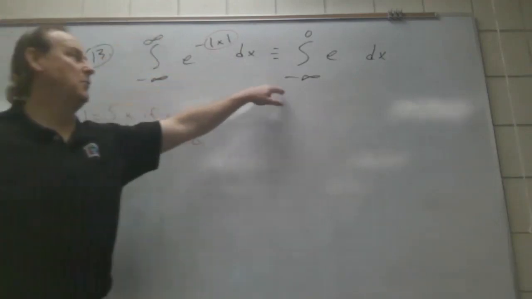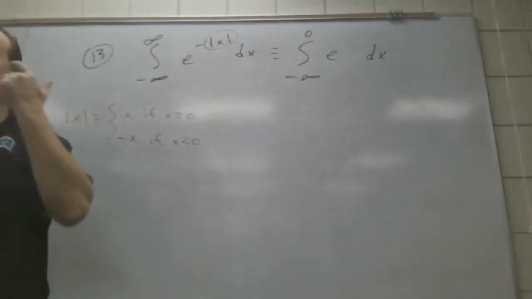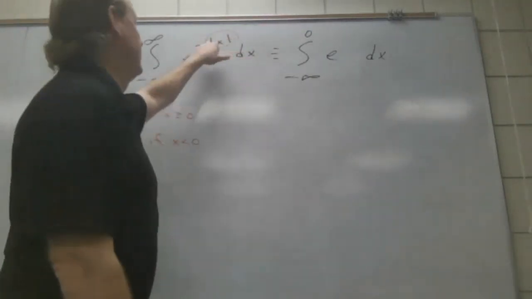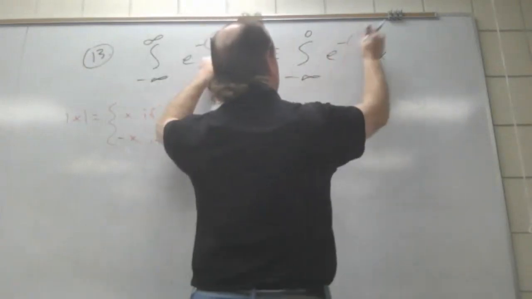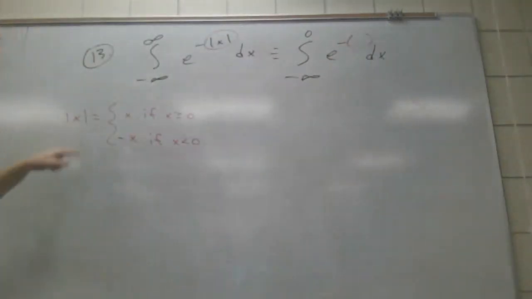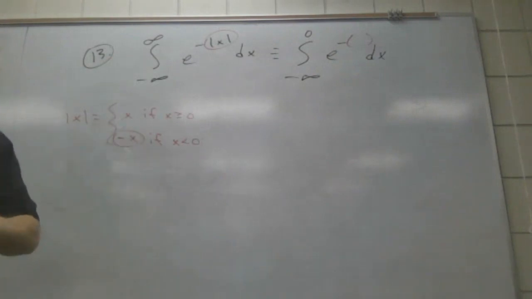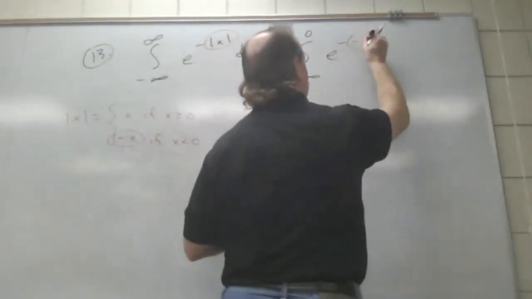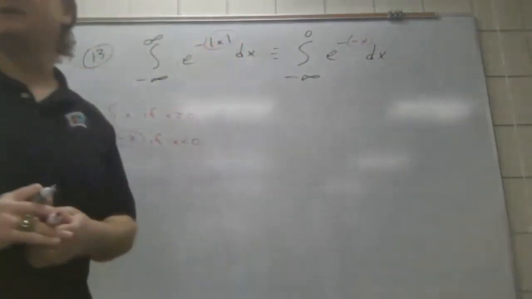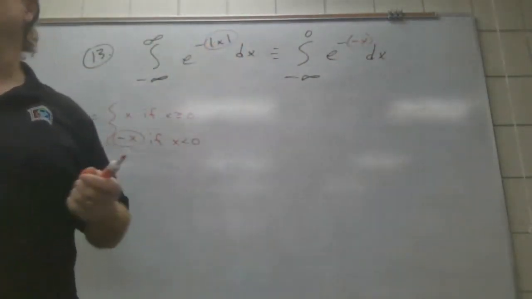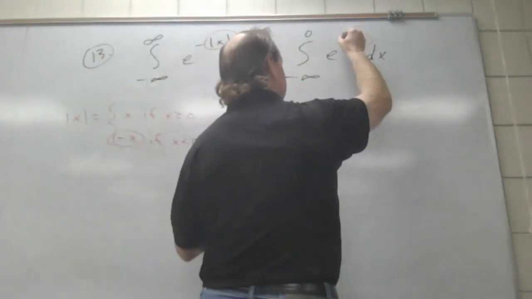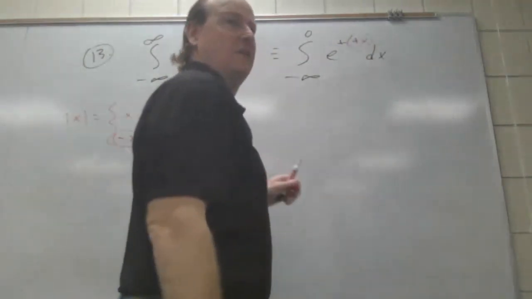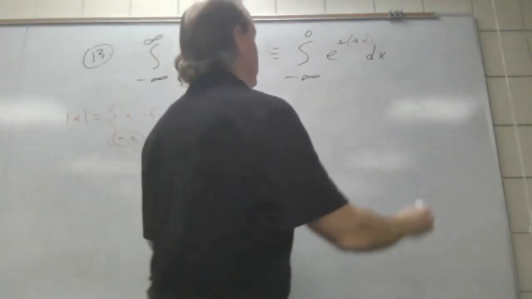From negative infinity to 0, what are they? They're negative. So how do I rewrite the absolute value of x? So this is minus, what's the absolute value of x? How do I rewrite that? If x is negative, I'm rewriting it as opposite of x, right? So it's minus a minus x. Well, that becomes pretty easy because what happens to those minus signs? Plus a positive, right? So this is just e to the x.